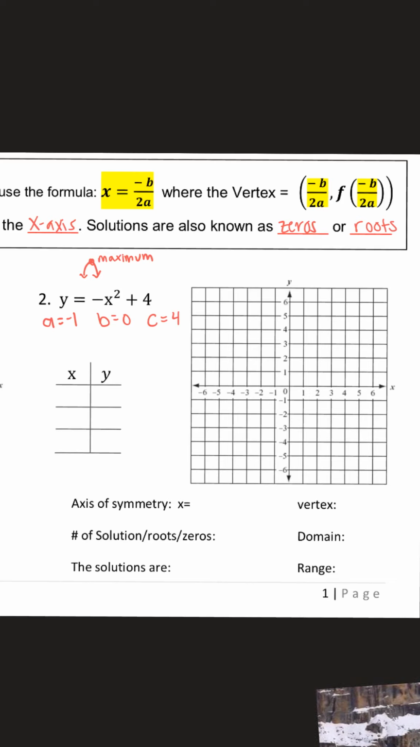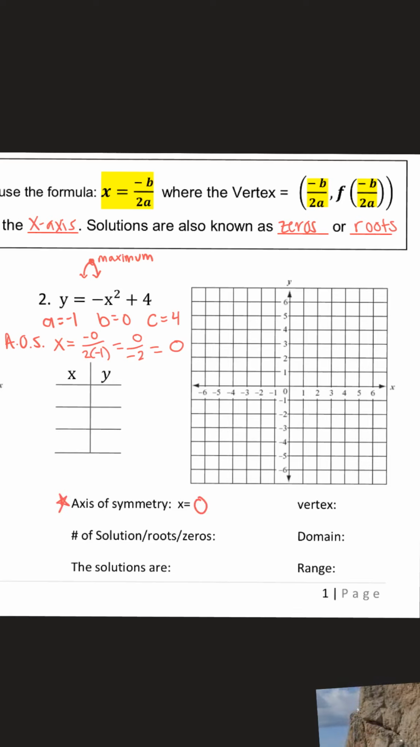So let's check that first by plugging into the axis of symmetry. So when I find the axis of symmetry, I'm going to have x equals -0 over 2 times -1. Then when I simplify, I get 0, because there's no such thing as -0, over -2, and 0 divided by -2 is 0. So my axis of symmetry is at x equals 0. I just filled that in down here. So I'm going to have a dotted line going through x equals 0. That's my fold line. That's my axis of symmetry.